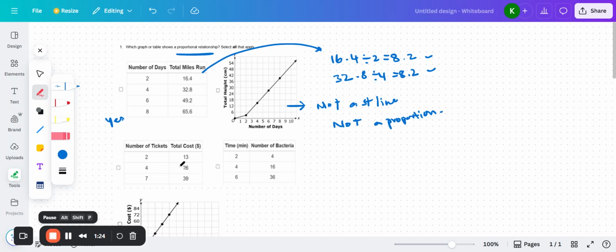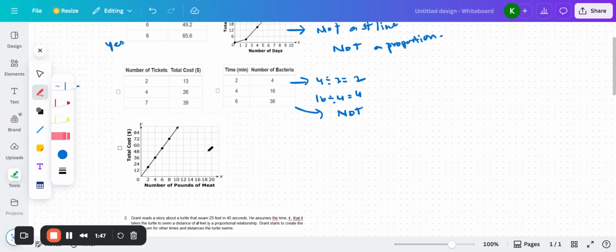We'll pause the video and then get that one done. Similarly with the last one, 4 divided by 2, which is 2, 16 divided by 4, which is 4, and that is also not a constant, so it is not a proportion. And the last one, you can definitely see it is going through 0, 0, so it is a proportion.